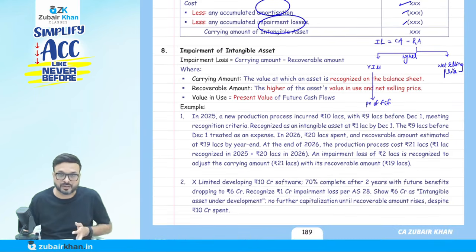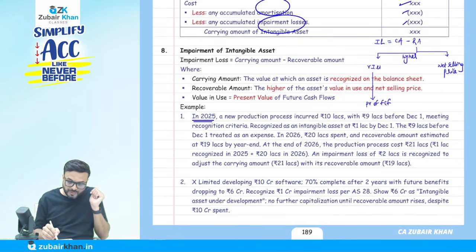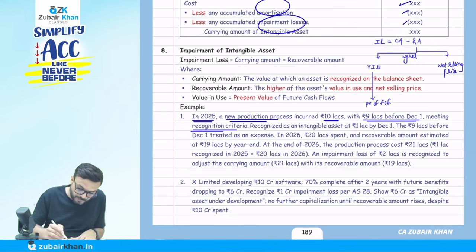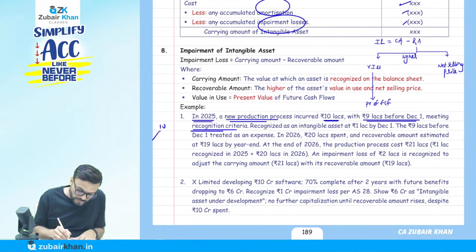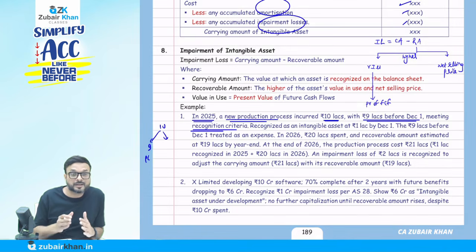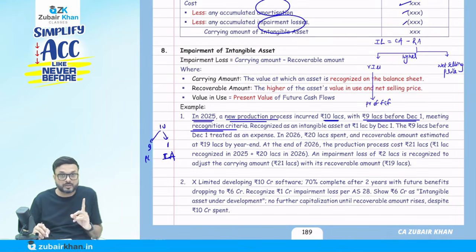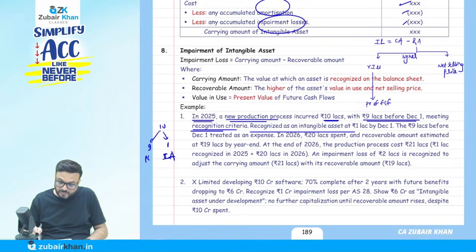Okay, let's take an example. In 2025, a new production process incurred rupees 10 lakh, with rupees 9 lakh before 1st December, when it met the recognition criteria. Understand, the total amount incurred is 10 lakh, but 9 lakh was incurred before 1st December, and on 1st December they met the recognition criteria. So the 9 lakh goes to P&L, and the 1 lakh after that will be capital. This is the intangible asset, appearing at 1 lakh.